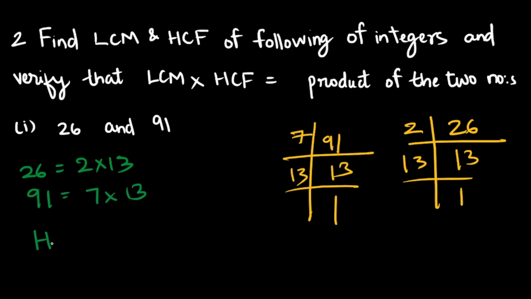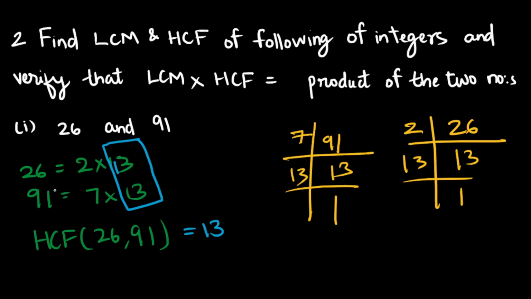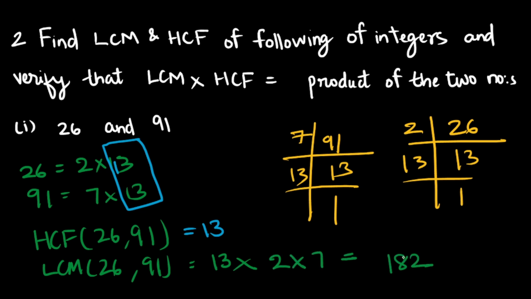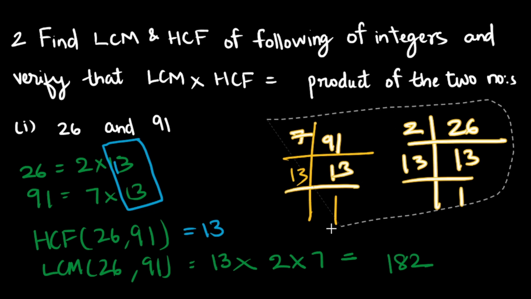So what is the HCF of 26 and 91? You know that 13 is common, so when you pair this up, the HCF is 13. And the LCM of 26 and 91 is what? You have 13 common, so you write 13 over here. Then the rest of the prime factors, you have 2 into 7. You have to check whether the product of these numbers is equal to the product of HCF and LCM.